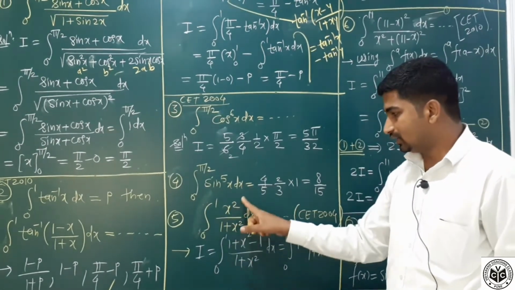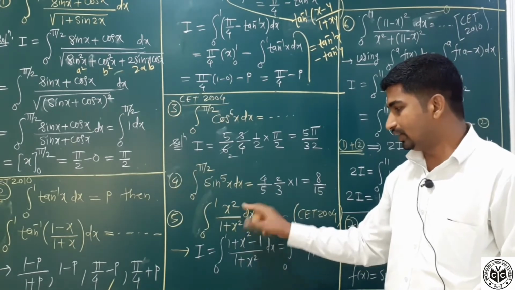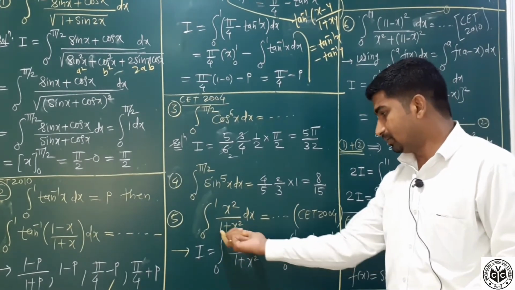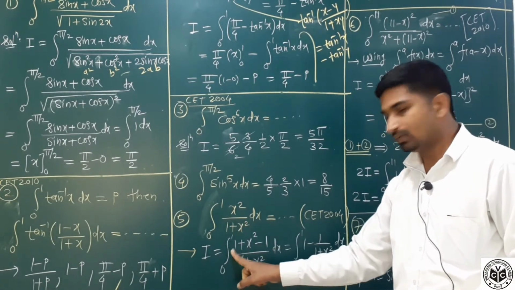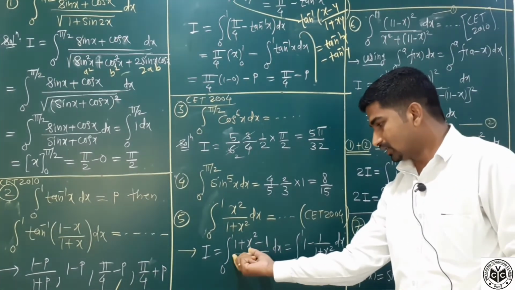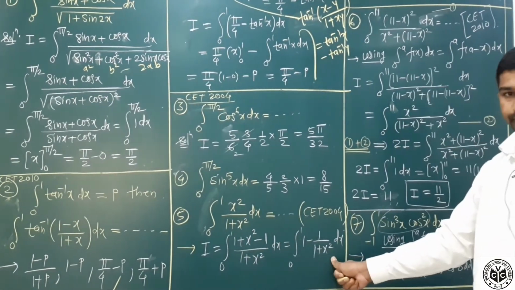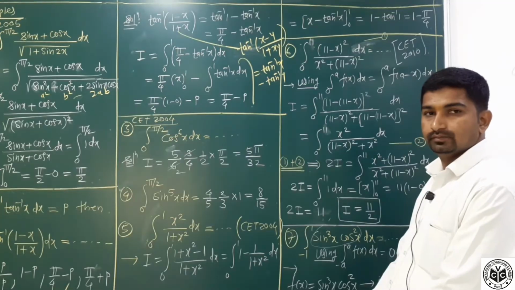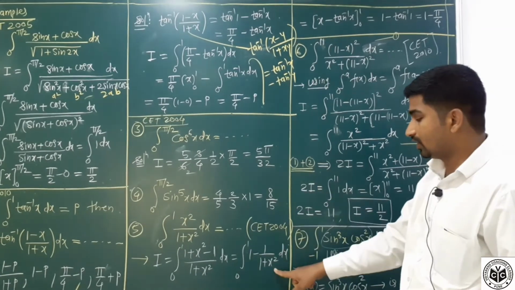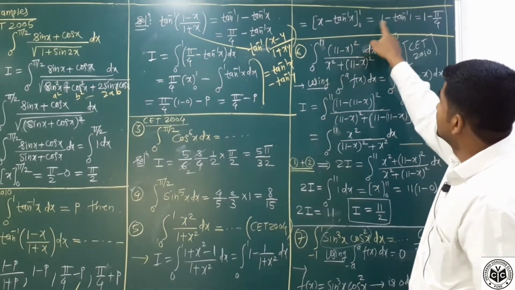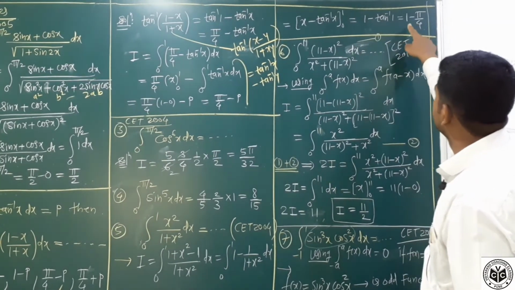Now next example, this is polynomial by polynomial, degree is same, so you have to adjust denominator in the form of numerator. So denominator 1 plus x square can be written as this, your requirement is plus 1. So adjust plus 1 and minus 1. So 1 plus x square by 1 plus x square is 1 and minus 1 upon 1 plus x square. Okay. So integration of 1 is x and integration of 1 upon 1 plus x square is tan inverse x. So upper limit minus lower limit we will get 1 minus tan inverse of 1, which is 1 minus pi by 4.